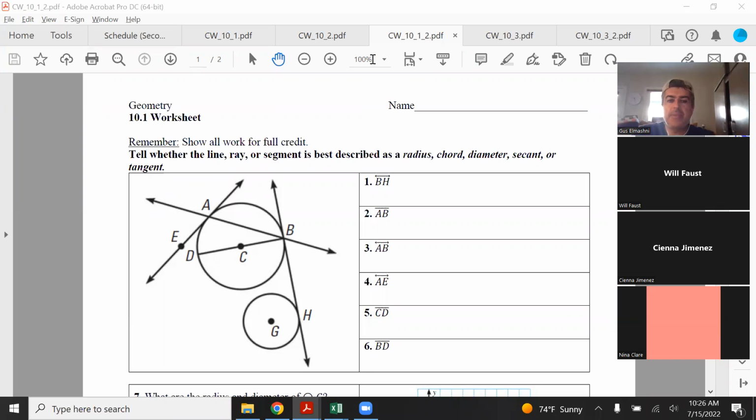Okay, so you're asked to label these. BH is totally a tangent, it's a line. AV is a segment, that's a chord. AB is a line, that's now going to be a secant. AE is a line and it touches the circle at one point, that's going to be a tangent.